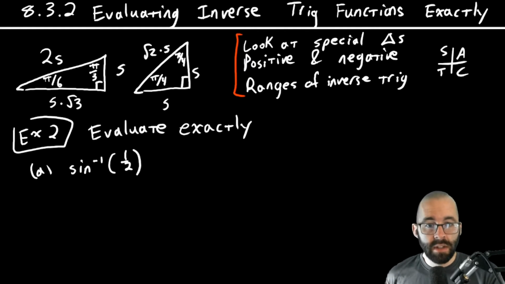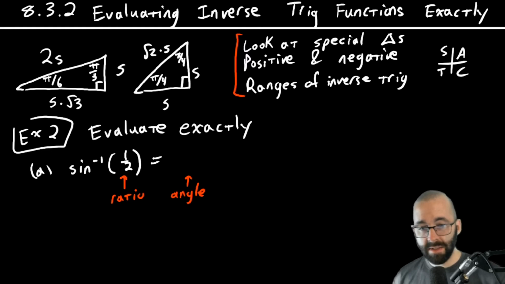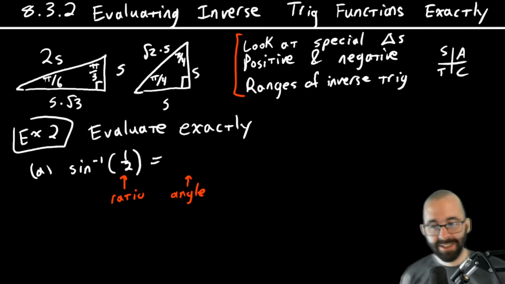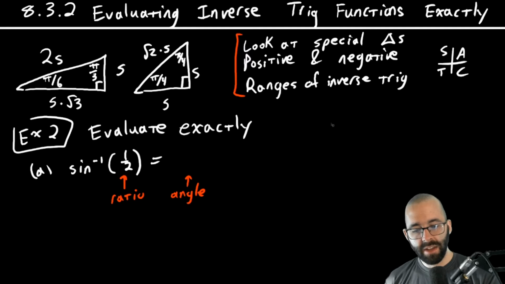So remember, inverse sine takes in a ratio and spits out an angle. It's the opposite, it's the inverse of what sine does, okay? So what angle is going to give us a ratio of positive 1/2? Well, that's pi over 6, right? The sine of pi over 6 is 1/2. So pi over 6 is what we think of.